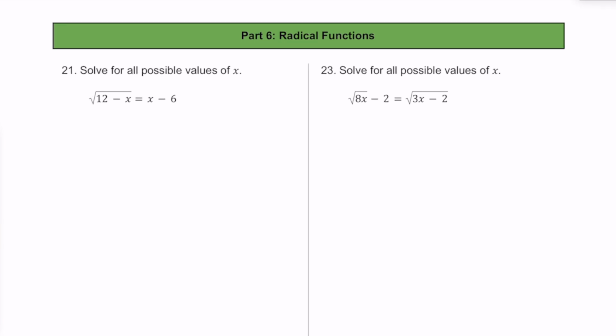In part 6, let's take a look at some rational functions together. So in number 21, let's go ahead and solve for all the possible values of x.